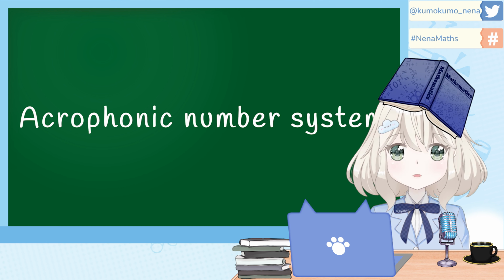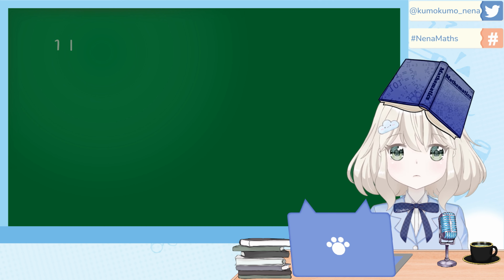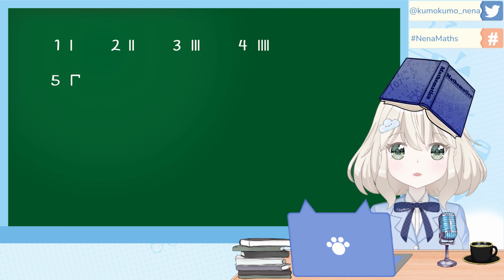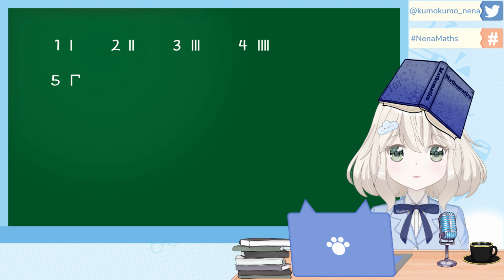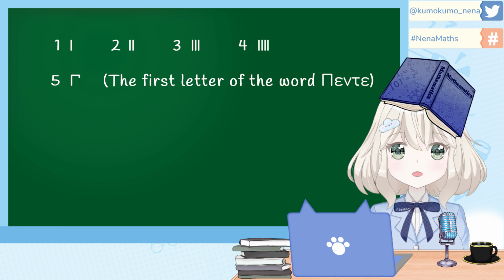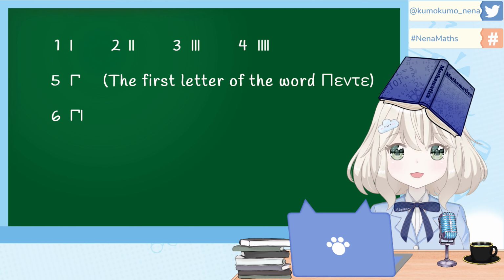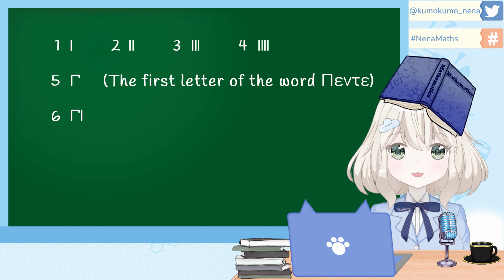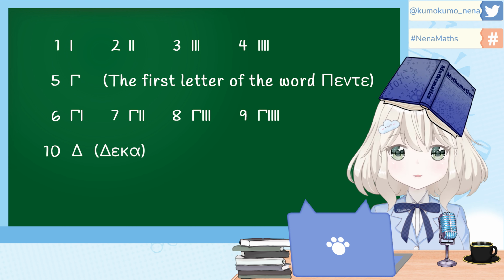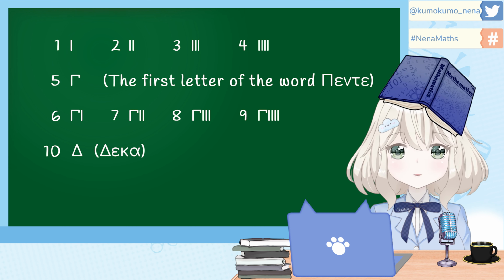To represent numbers in the acrophonic number system, we use vertical bars to indicate 1, 2, 3, and 4. The symbol for 5 is an old form of the letter pi, which looks like a gamma with a hook. It comes from the first letter of its name. Adding a vertical bar after pi gives us 6, and we continue adding bars for 7, 8, and 9. For 10, we use the letter delta, which comes from the first letter of its name.